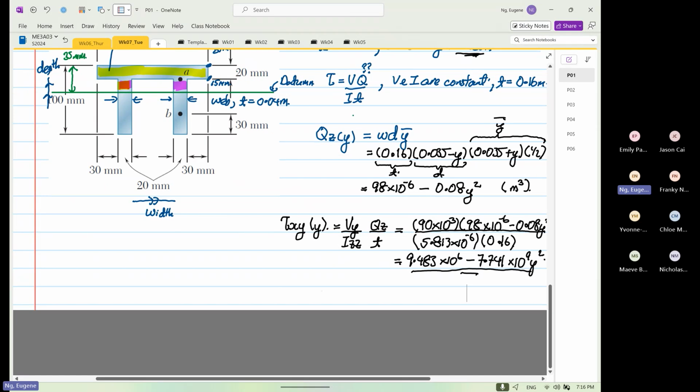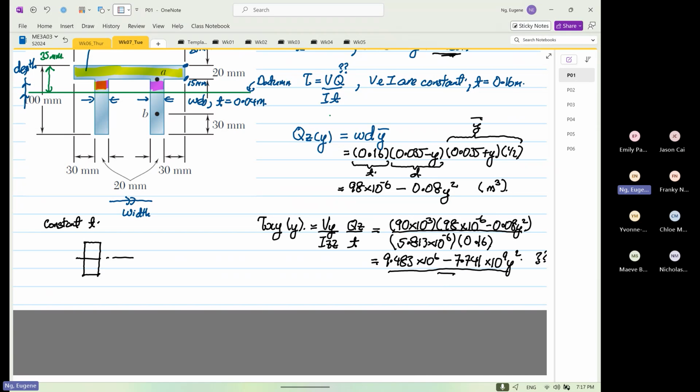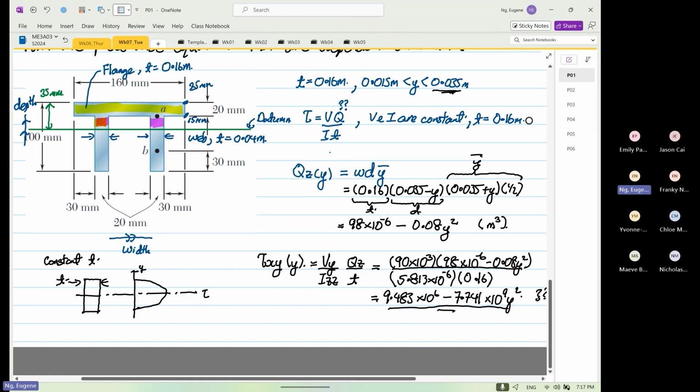So just to recall, under constant thickness, okay, so this is constant thickness, right? And if this is our geometric centroid, right? And this is our shear, we tend to get a distribution looking like this. So this is under constant thickness. So we have formulated an equation that has constant thickness.